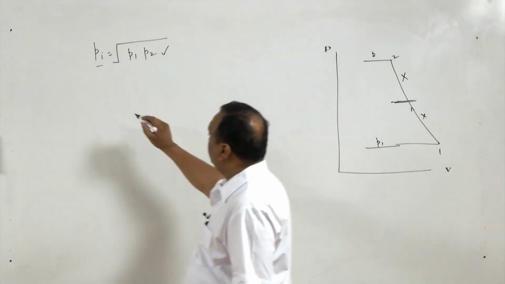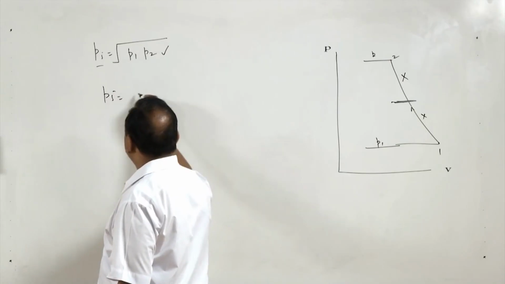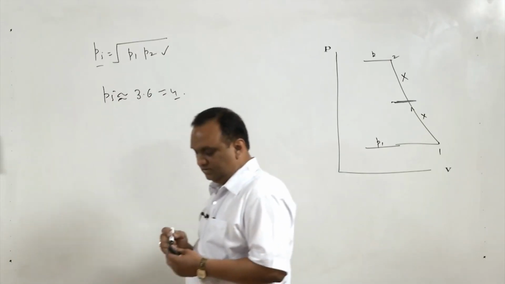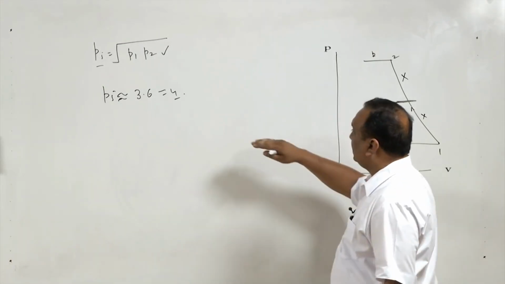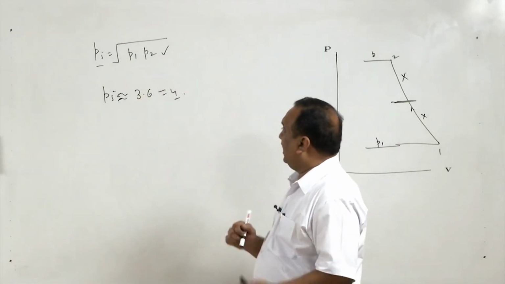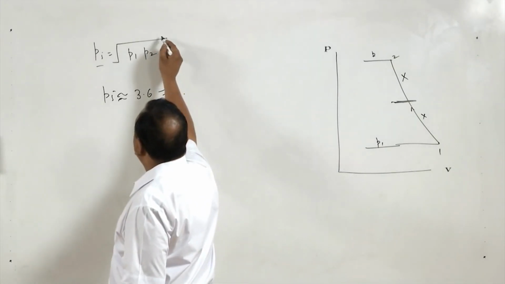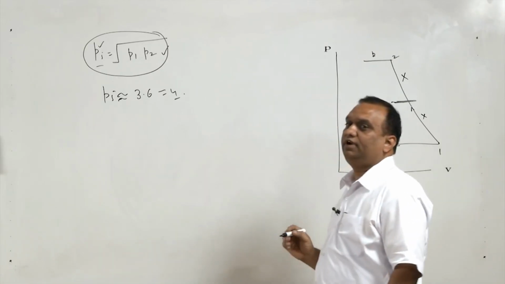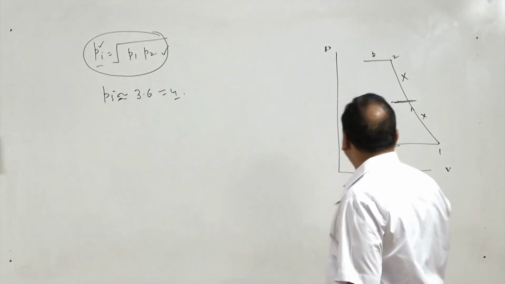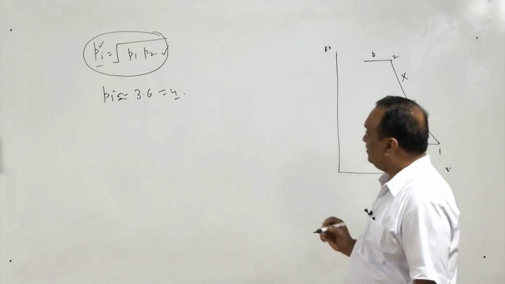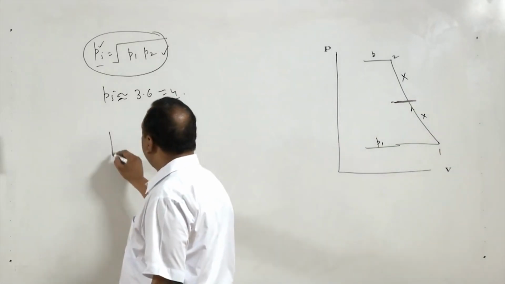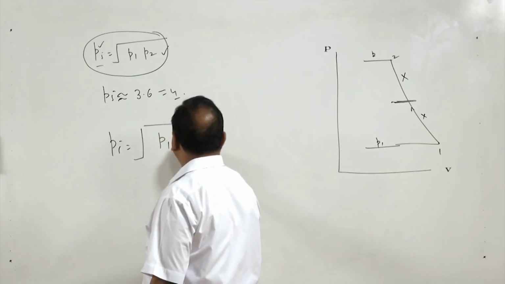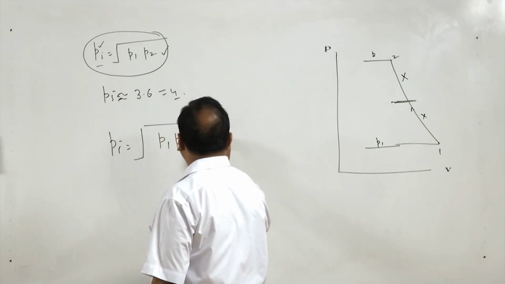For example, if Pi is coming approximately 3.6, we take it as 4, right. So we round it off to the higher value. Normally it is seen that the intermediate pressure predicted by this equation is approximately 10 to 20% less than the intermediate pressure for a refrigeration system. So, in order to reduce this gap, investigators have suggested that instead of taking root of P1 P2, we should multiply this with T2 by T1.